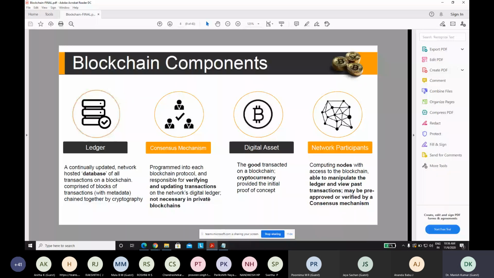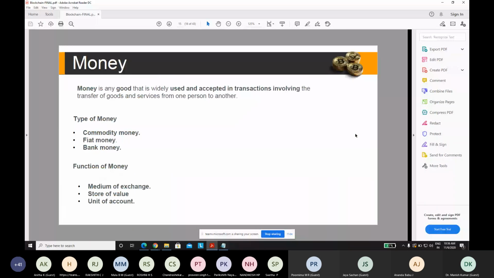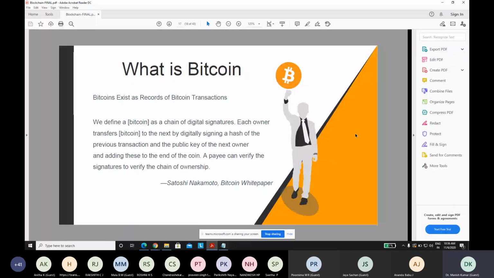This all is your consensus mechanism. This I told you, the network participants, those who are part of the network, right? So fine, demo I already gave you.